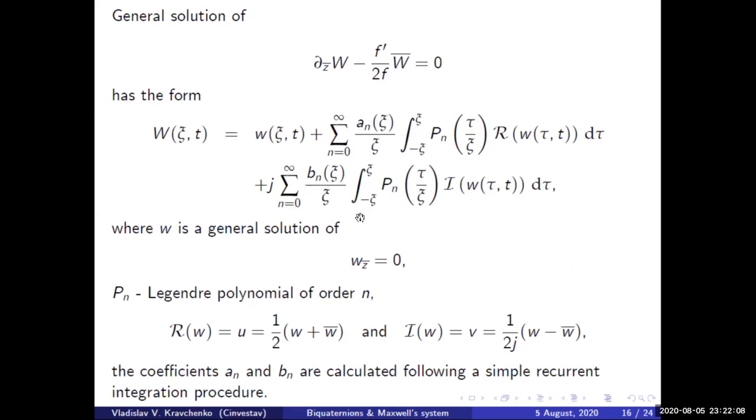I will not show you the exact definition of these coefficients, but they are constructed in a very simple way as a recurrent integration procedure. On each step, you multiply by something, integrate, multiply by something, integrate, something of course known, and you obtain these coefficients. So in practice on a computer, you can easily compute, for example, if one needs 100 of such coefficients or even more, but in fact, they are not needed in such large numbers. So this is the general solution of this equation. It has such a form.